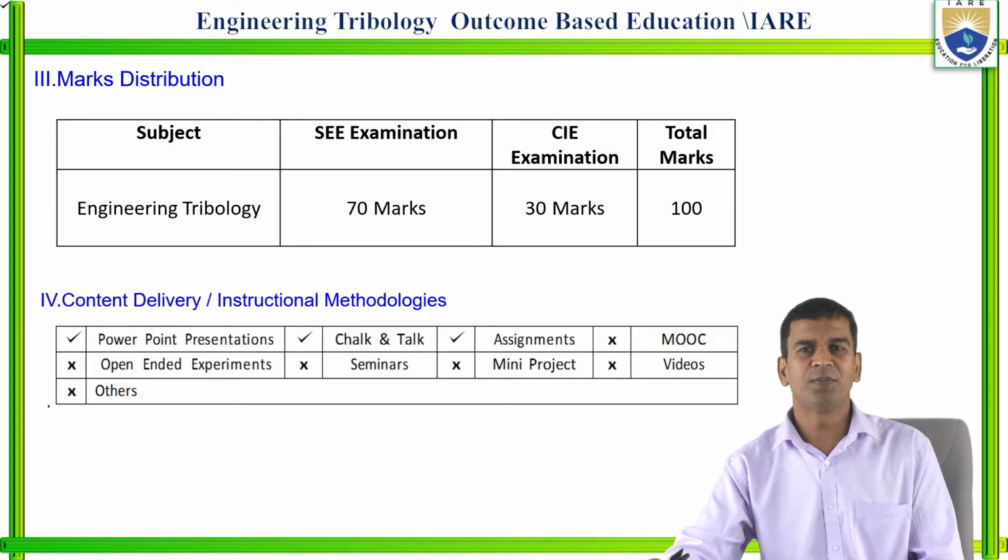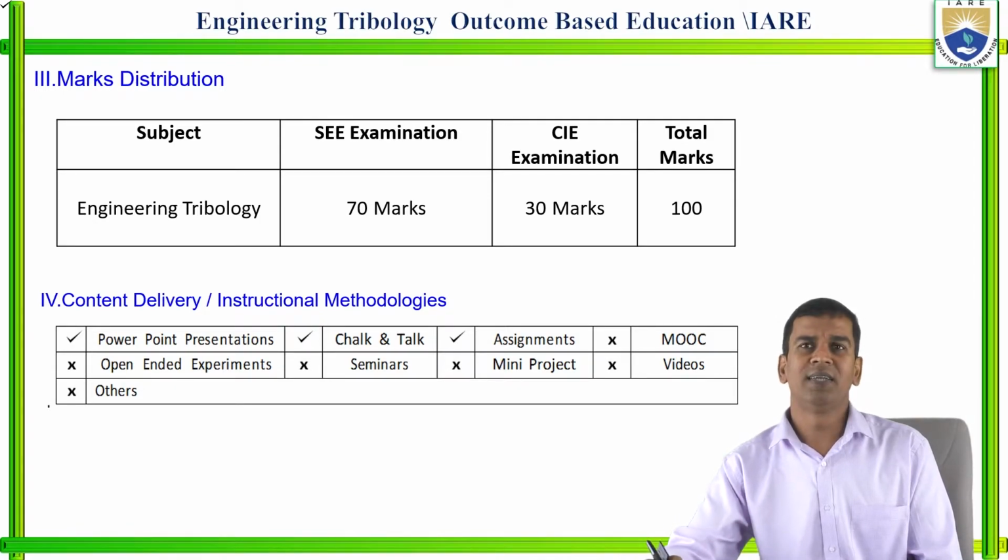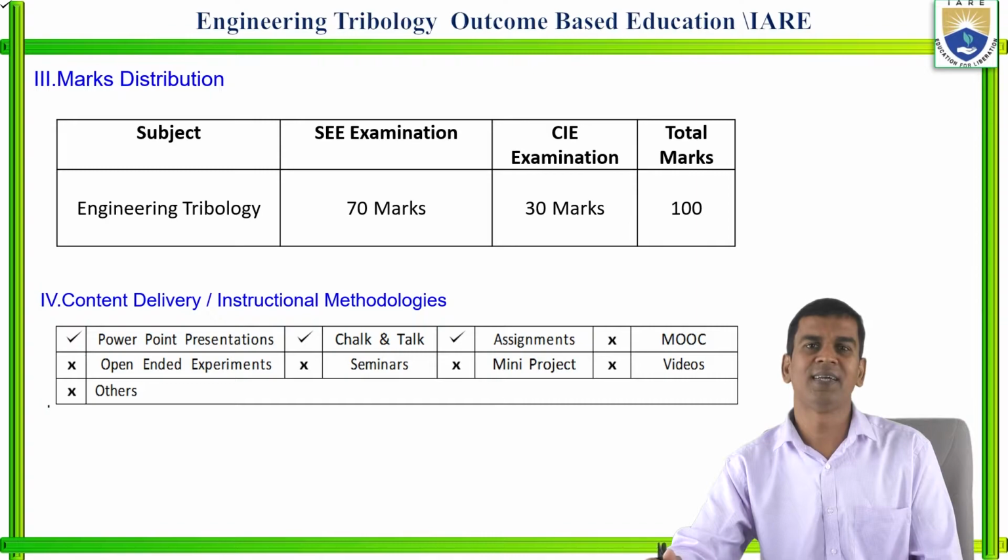The marks distribution for this subject is as you can see: for Engineering Tribology, the SEE examination carries 70 marks, and the CAE examination you will be evaluated for 30 marks. Totally, the subject is evaluated for 100 marks.